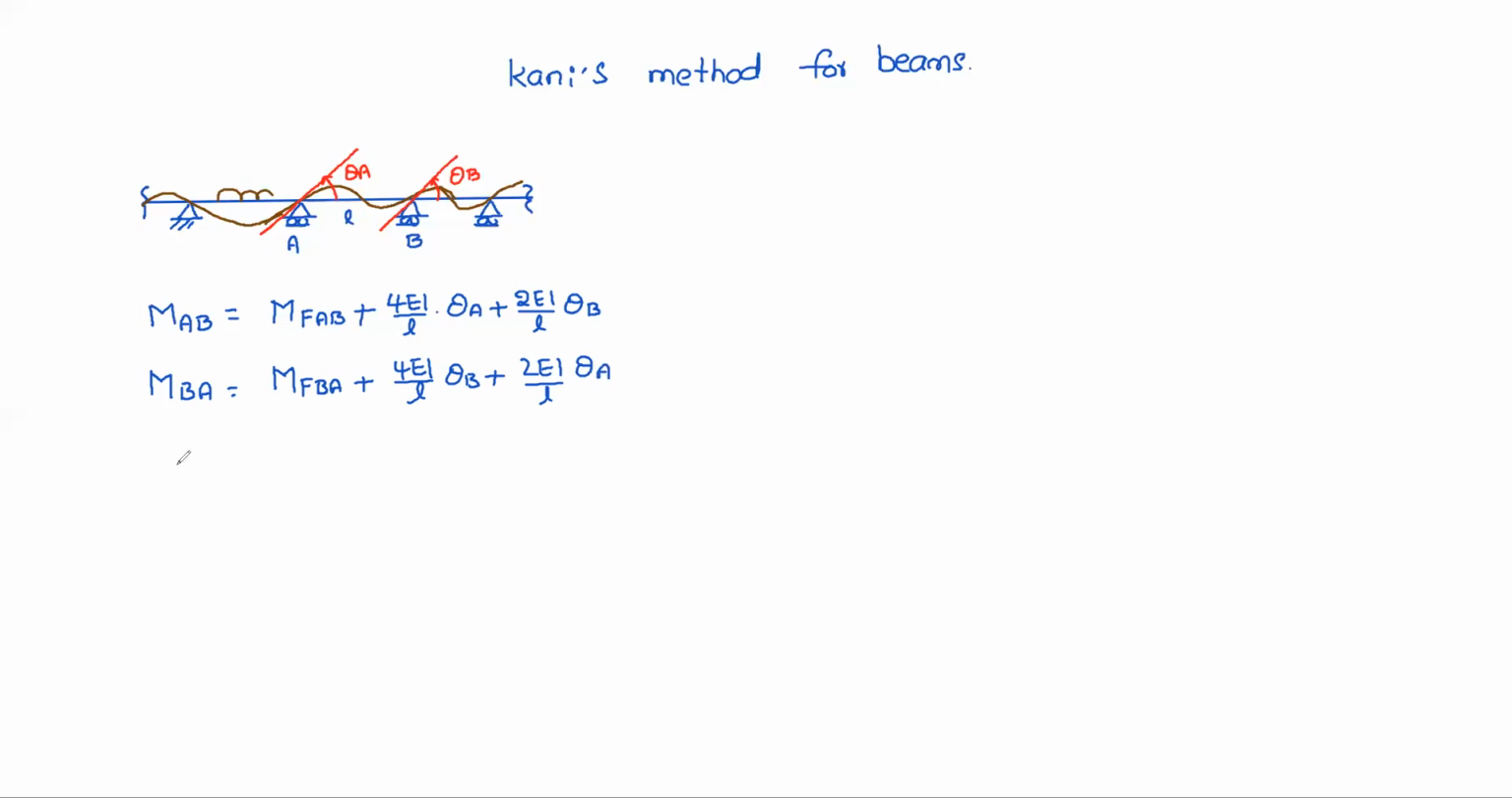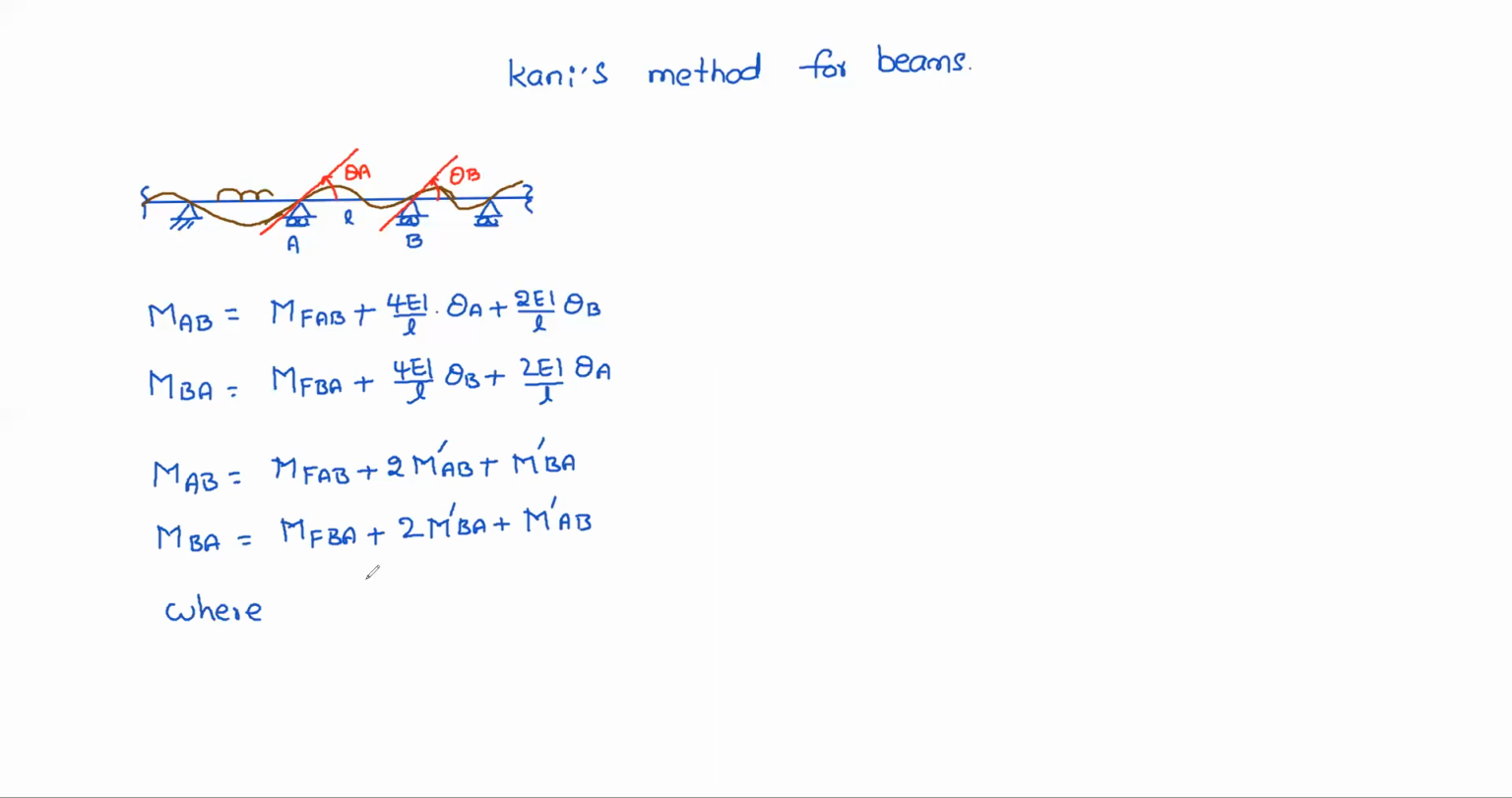This we can write like this. MAB equal to MFAB plus 2 times of M dash AB plus M dash BA, and MBA equal to MFBA plus 2 times of M dash BA plus M dash AB, where M dash AB equal to 2EI by L into theta A and M dash BA equal to 2EI by L into theta B.